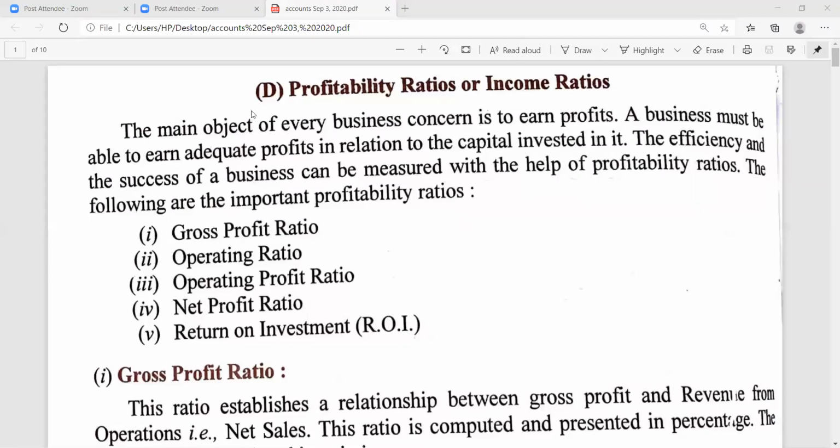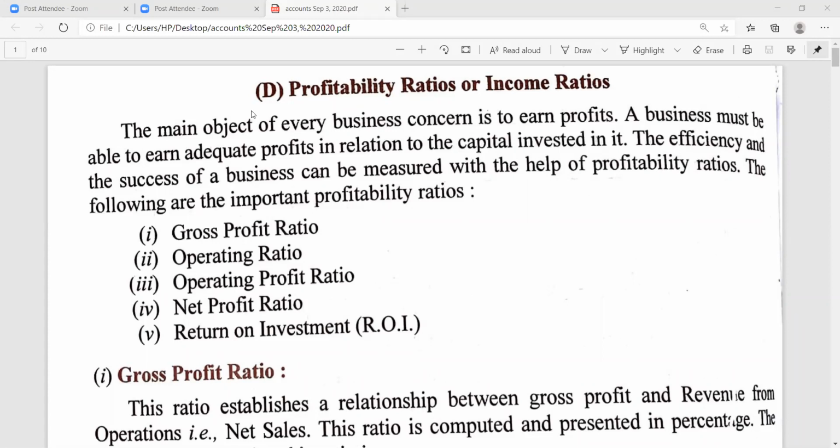Good afternoon, students. Today we are continuing chapter number 5, that is ratio analysis, in which we will learn what is profitability ratio, how it is to be calculated, and what are the various types of profitability ratio. Before learning the types, the meaning of profitability ratio should be clear to you.